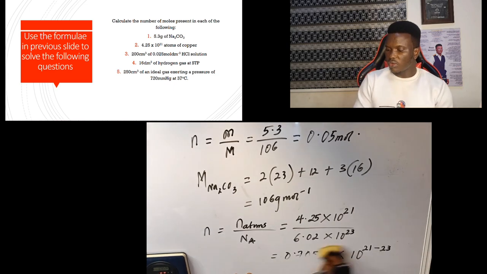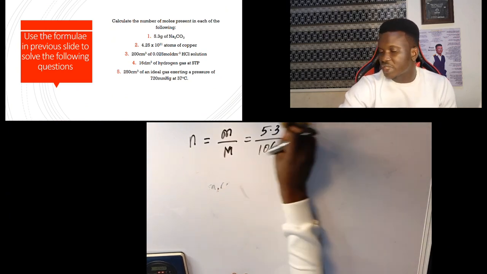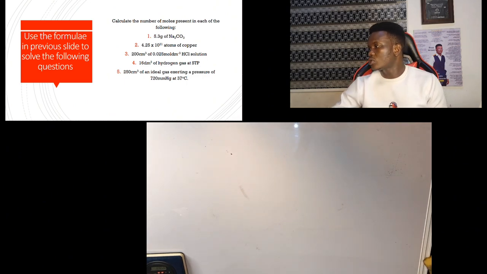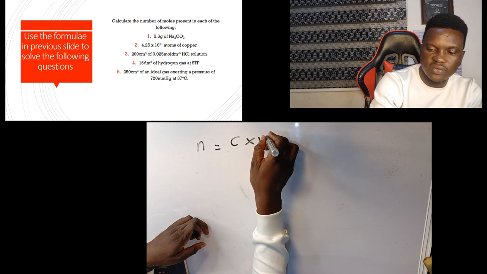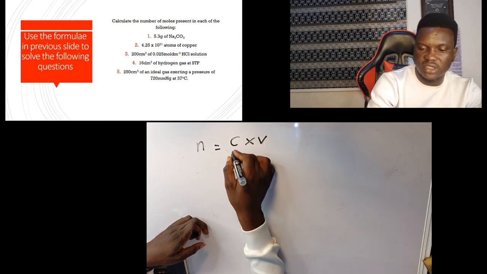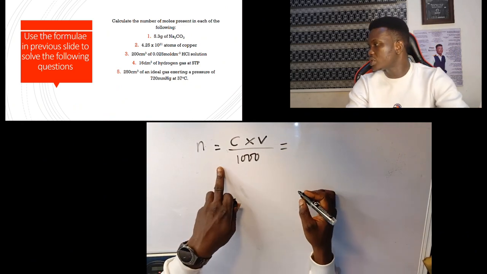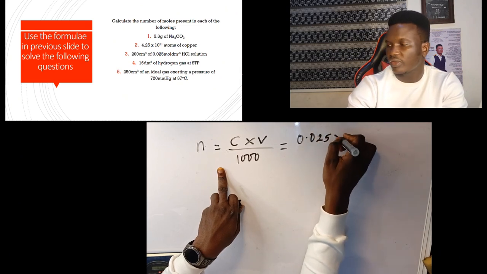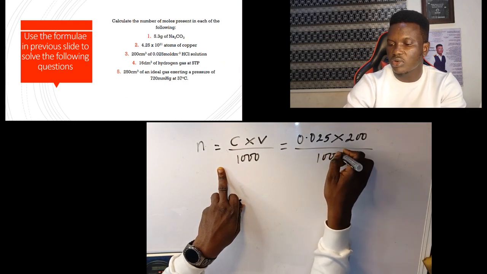So now, which formula are we going to use? You are given concentration and you are given volume. So that means we're using formula 3. Formula 3 says that number of moles is equal to concentration times volume. If the volume is given in cm cube, then you divide by 1000. So now the concentration is 0.025 multiplied by 200 divided by 1000.